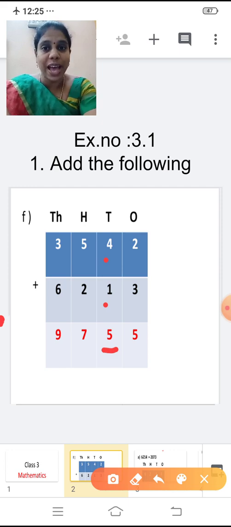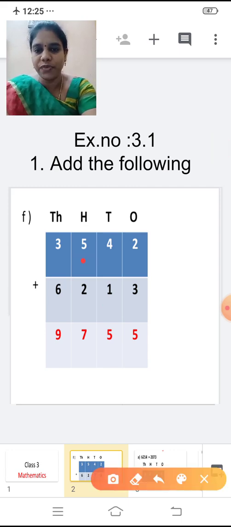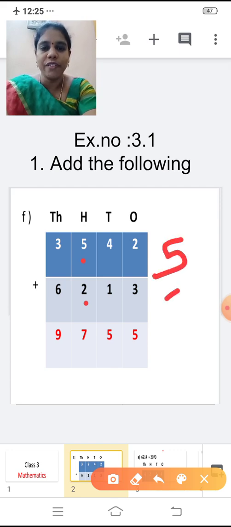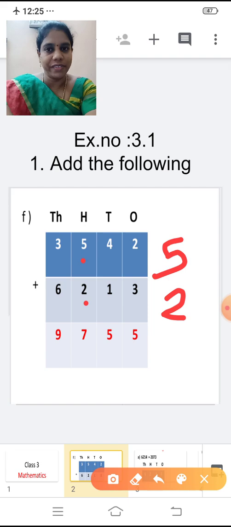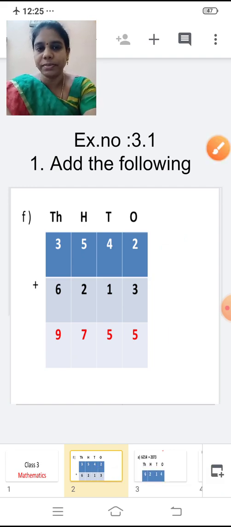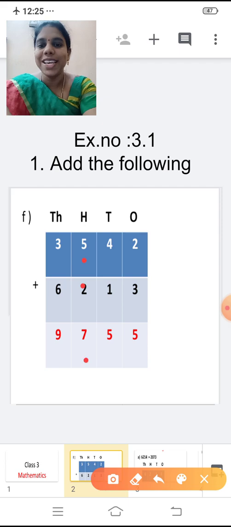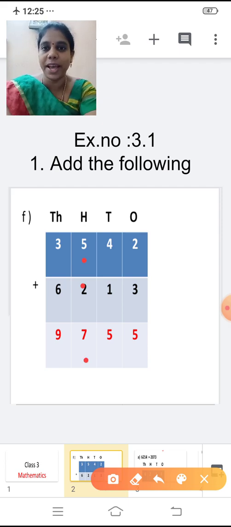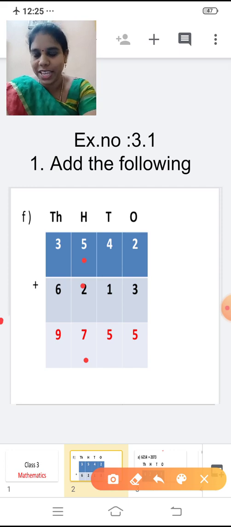Then next we are going to add the hundreds place. 5 and 2. Add 5 plus 2 and tell me the answer. 5 in the mind, 2 in the finger. After 5, 6, 7. So the answer is 7. Write 7 here.